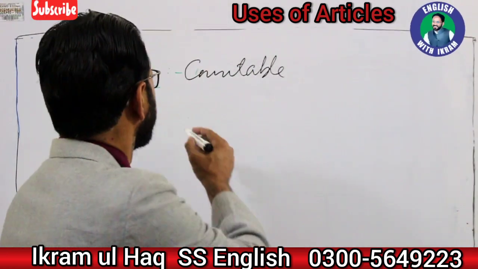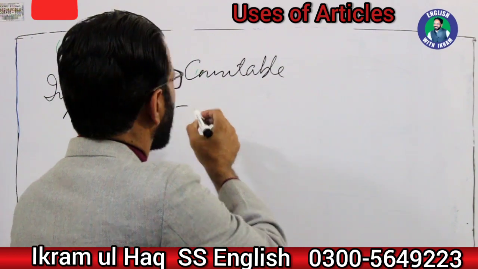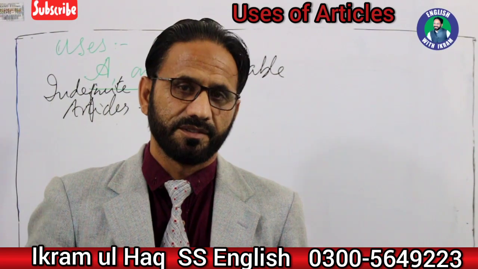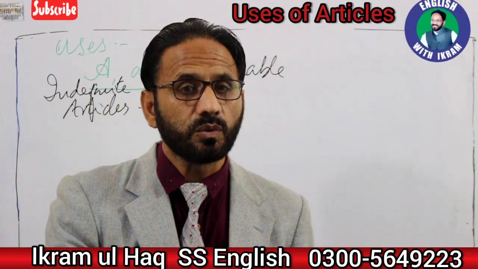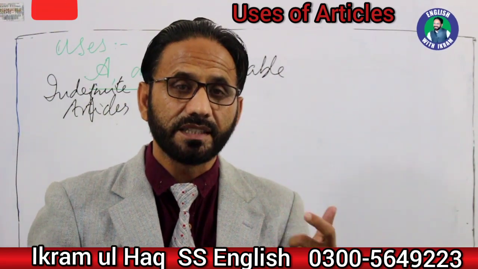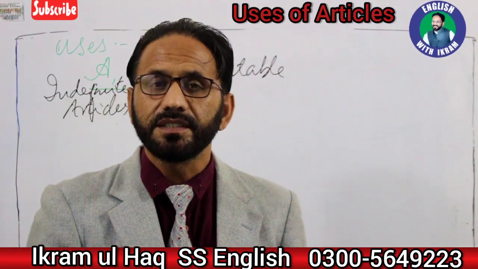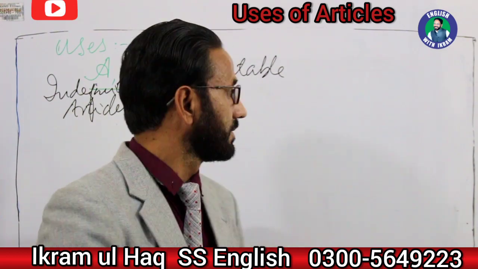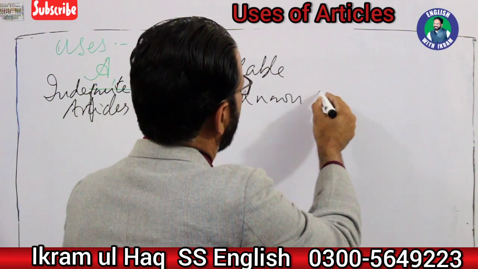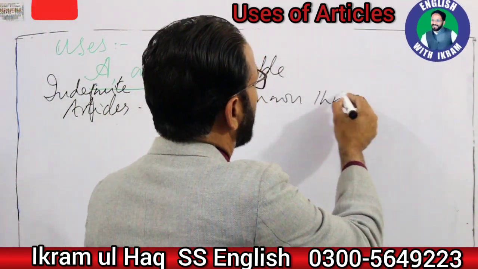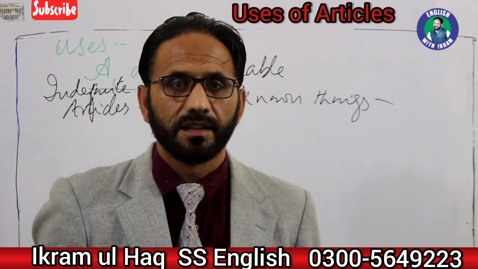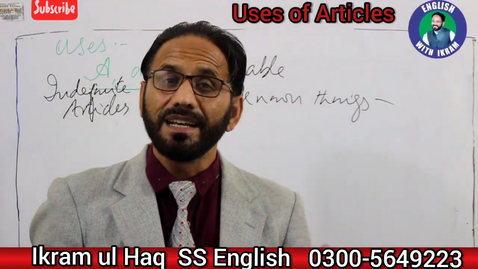Okay, the next one. We use a or an with unknown nouns, the things that are unknown to the listener. You are talking about a thing which is unknown to him. Yesterday I bought a mobile. The mobile is unknown. Unknown things, unknown articles, unknown items, something the listener you are talking to does not know about. I have bought a mobile yesterday.